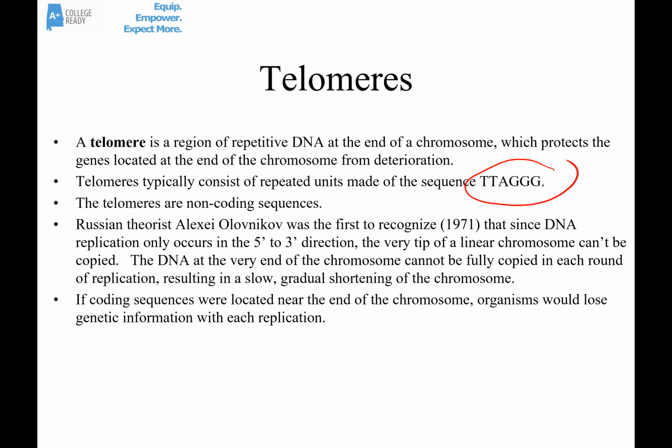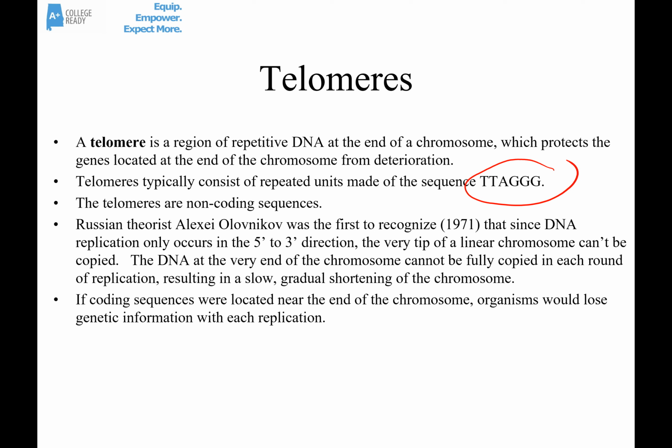Really, they first came to light in about 1971. And what we found is that the very tip of a linear chromosome can't be copied during replication. So every time a chromosome gets copied, the tips shorten. If there were genes located at those tips, those genes would very quickly be lost or messed up. So the telomeres are basically throwaway pieces of DNA that can be lost without affecting the actual genes contained on the chromosome.